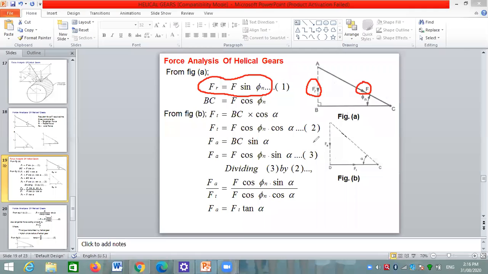If we consider figure B, here this one is the axial force, this is the tangential force. And if we consider the triangle BDC, cos of phi is equal to Ft upon BC, and if we put this value together, we will get the axial force. The magnitude of the axial force is Ft into tan of alpha, where Ft is the tangential force and alpha is the helix angle.